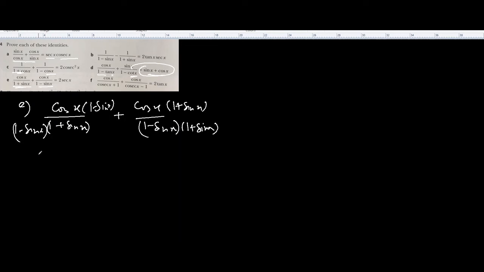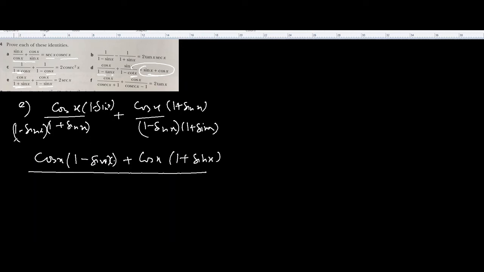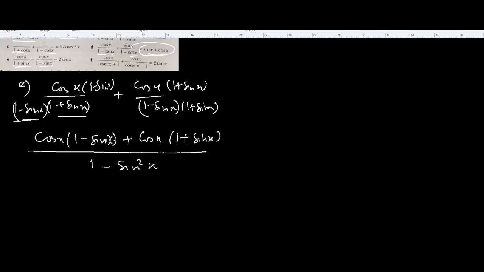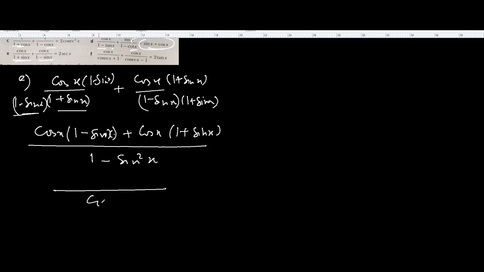Okay, so we are left with cos x times 1 minus sin x plus cos x times 1 plus sin x in the numerator, and the denominator will be in a minus b, a plus b format, so 1 minus sin square x. We know the denominator will be cos square x, because 1 minus sin square x is cos square x. In these two we can see cos x is here and cos x is here. So let's take cos x common. What will be left is 1 minus sin x in the first one and 1 plus sin x in the second one.